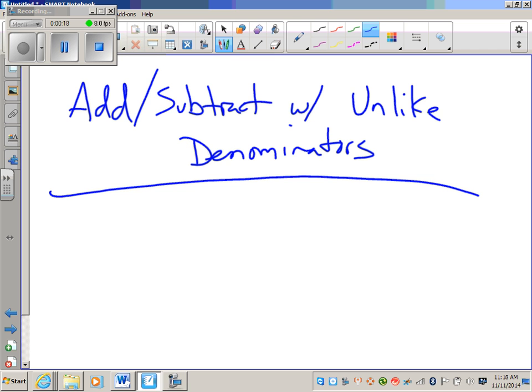Add and subtract with unlike denominators. That would be on page 112.